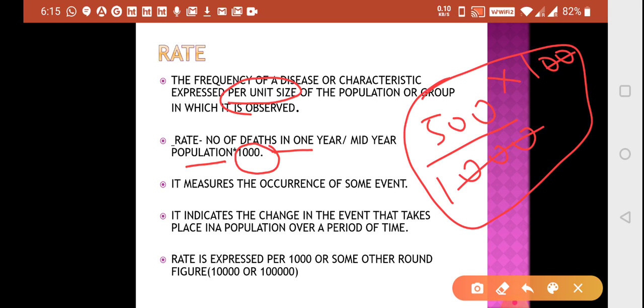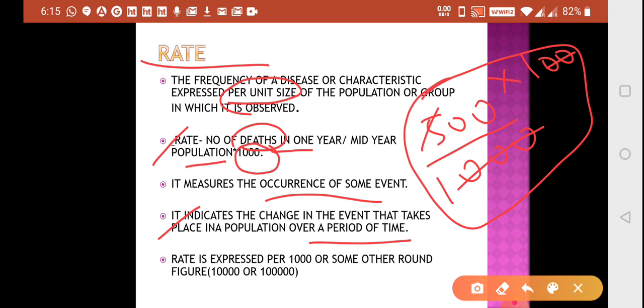It measures the occurrence of some event, like here it is measuring the occurrence of death. So it indicates the change in the event that takes place in a population over a period of time. So now the rate is this much. Maybe the next year there will be 300 deaths per 1000 population, so the rate would be 300 at that time. Now it's 500. So it is going to indicate the change that will take place later on.